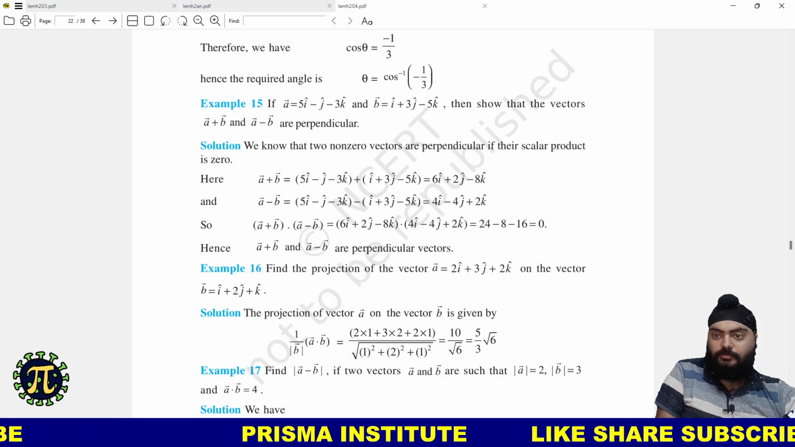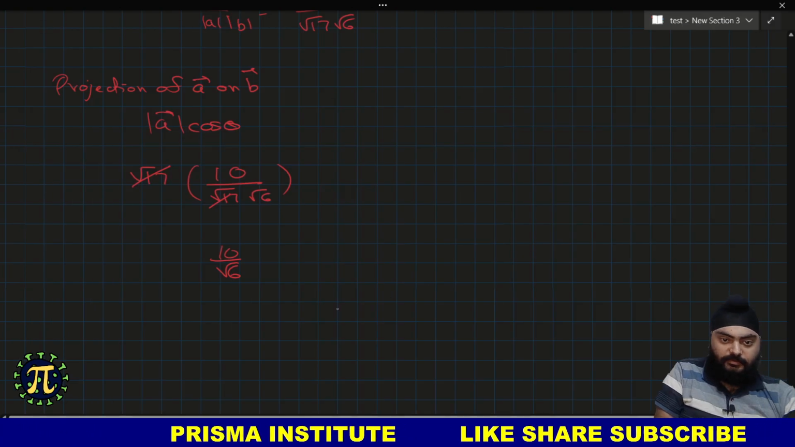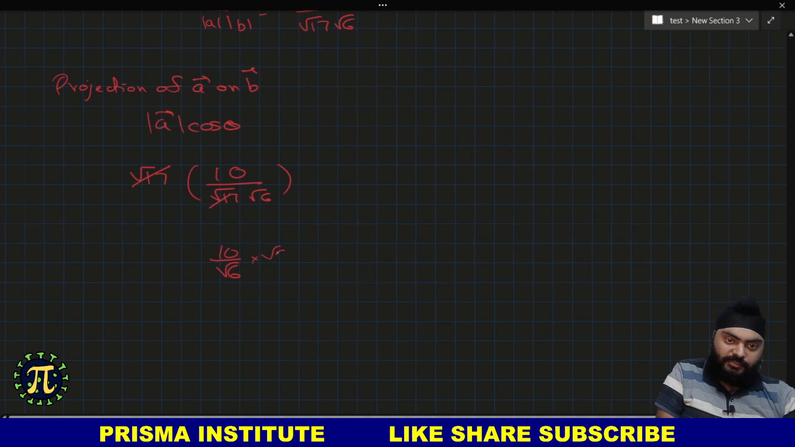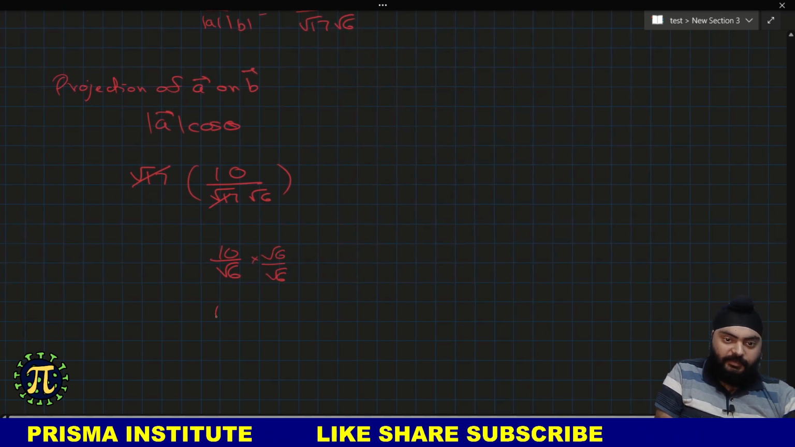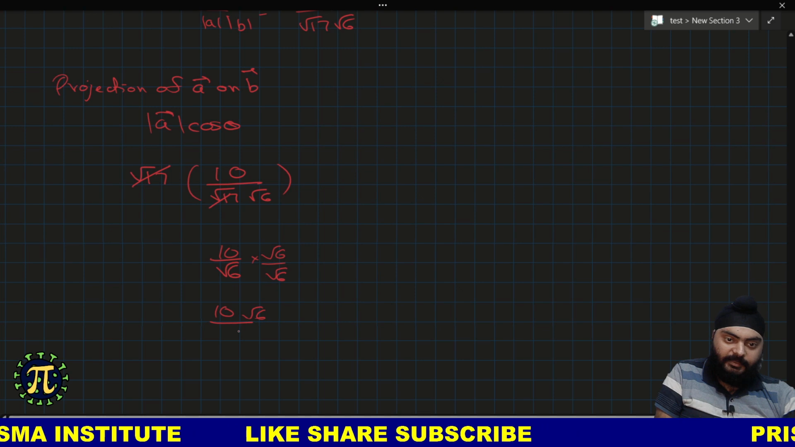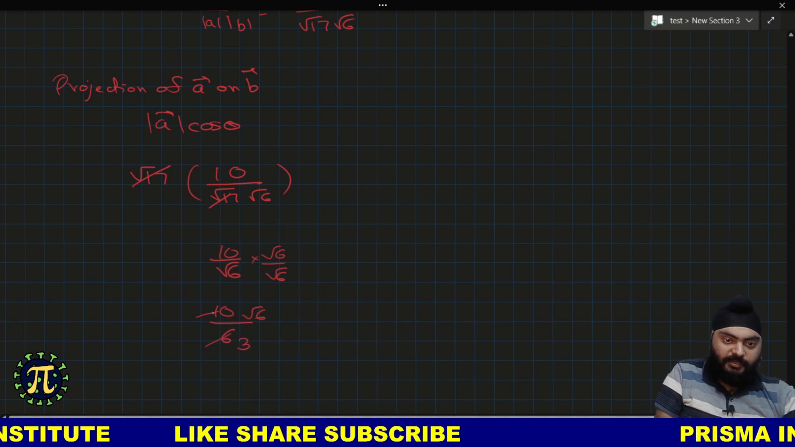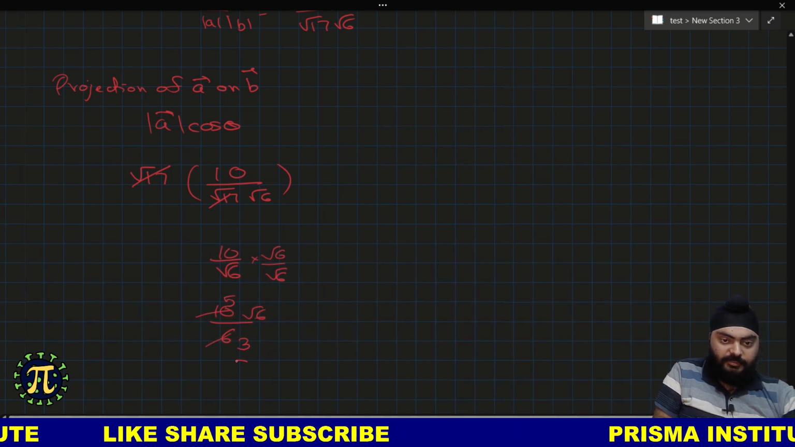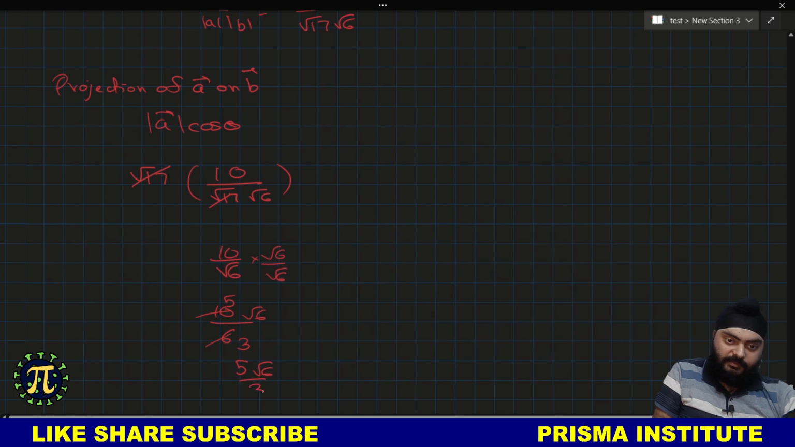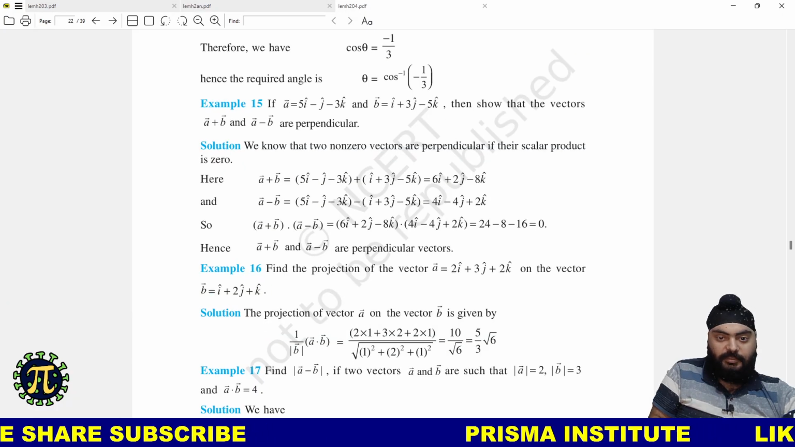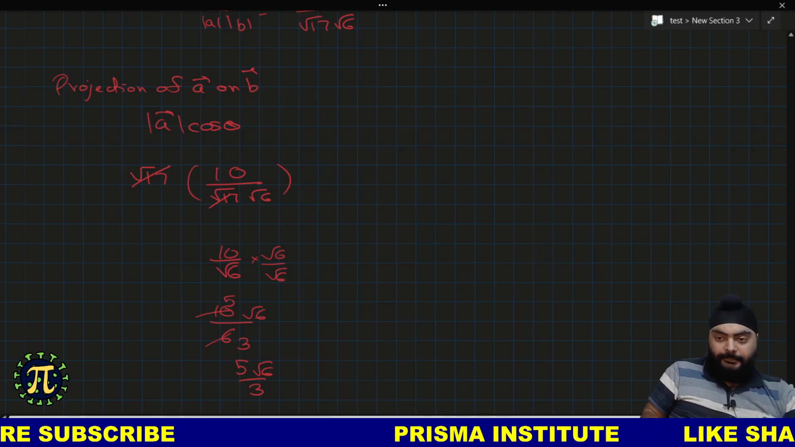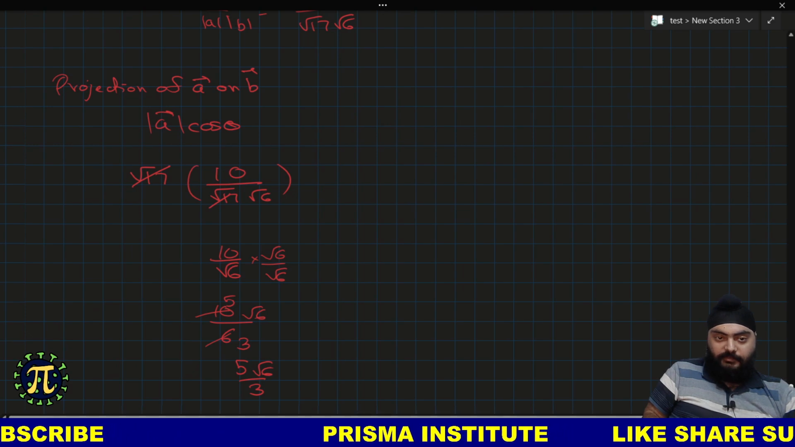So इसको rationalize कर लेते हैं. So rationalize करेंगे तो into root 6 by root 6, and we get 10 root 6 divided by 6, and this becomes 3 and this becomes 5. The result is 5 root 6 by 3, which matches our answer from the NCERT. Is there another way we can solve this?